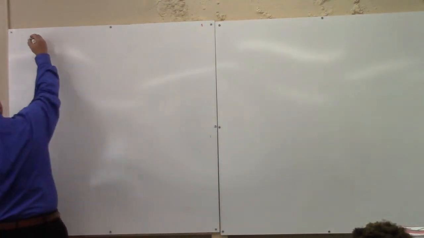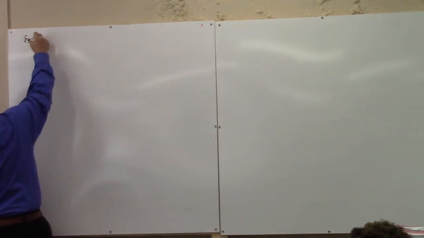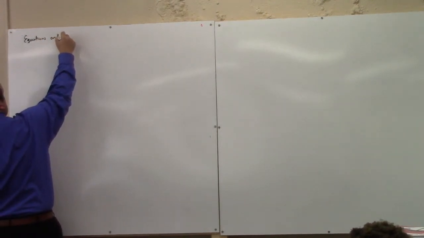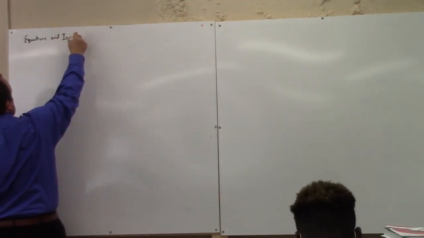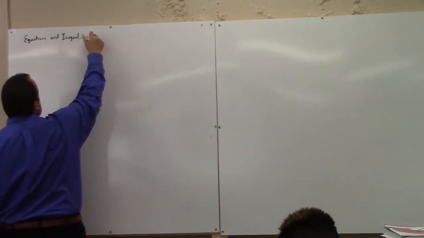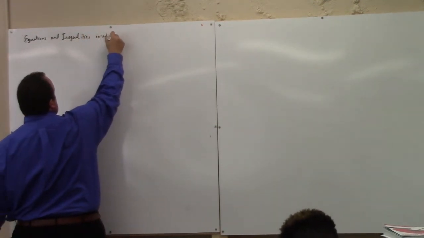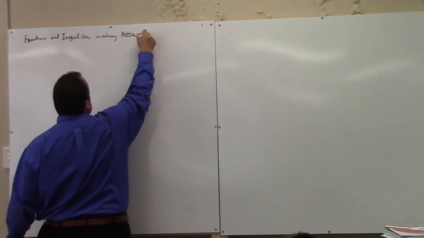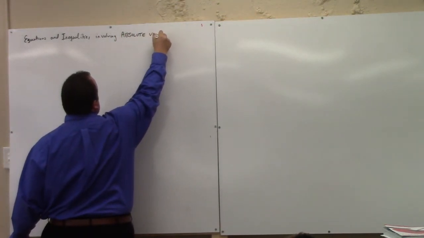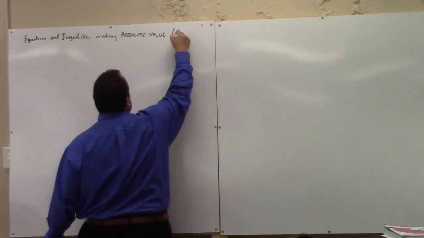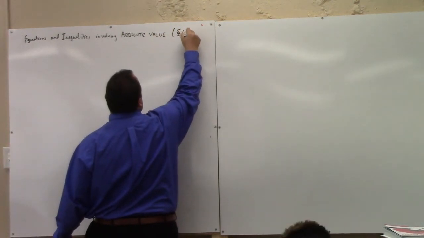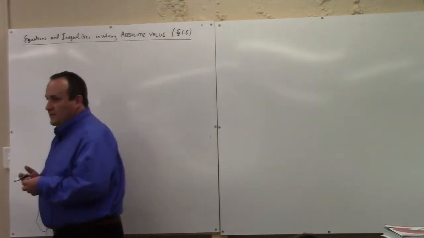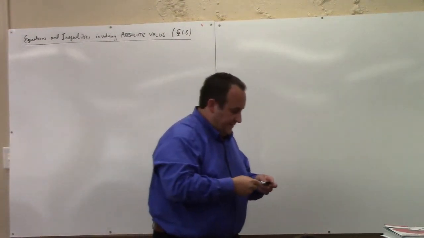So, equations and inequalities involving absolute value, right? This is section 1.6 in the text. And remember, you can read the text as an ebook in the My Math Lab once you get in there.